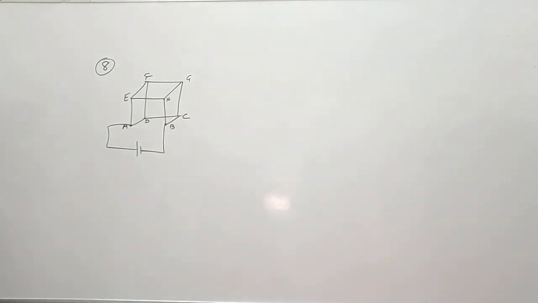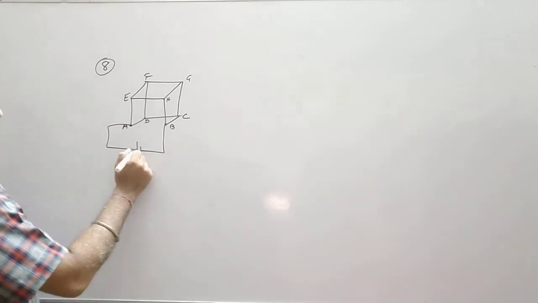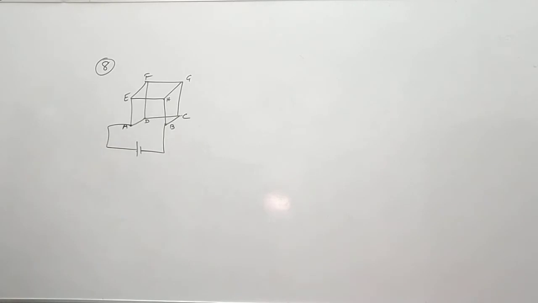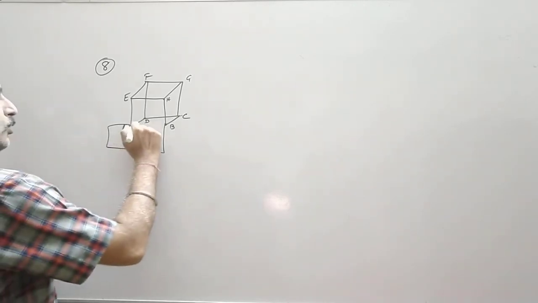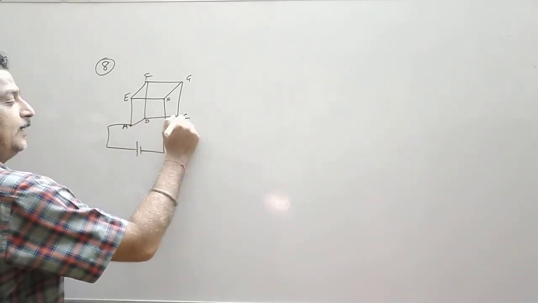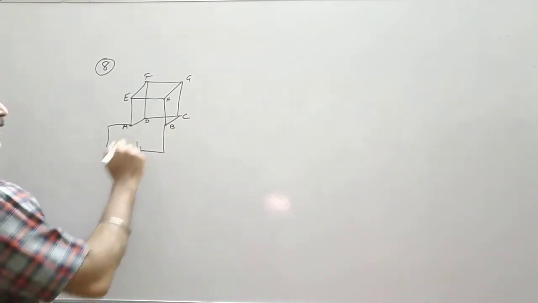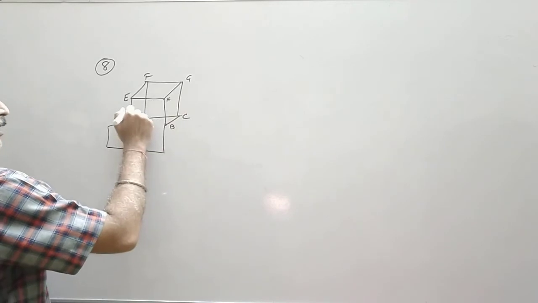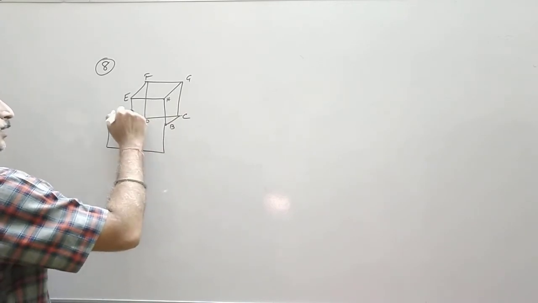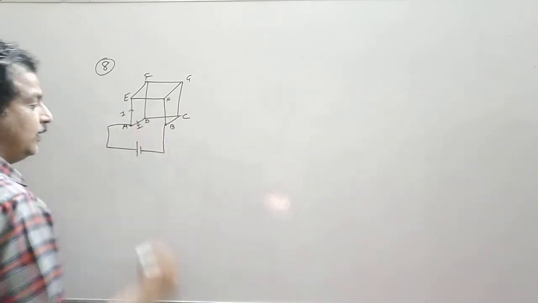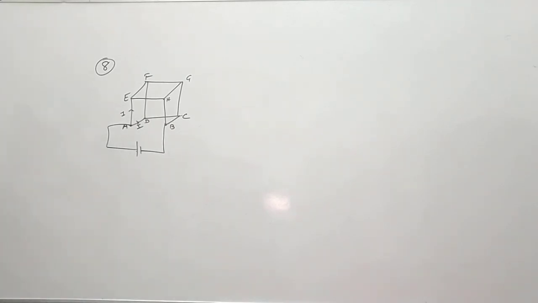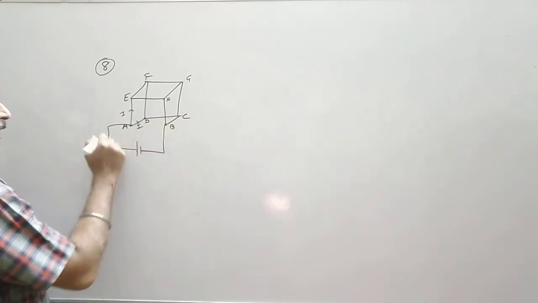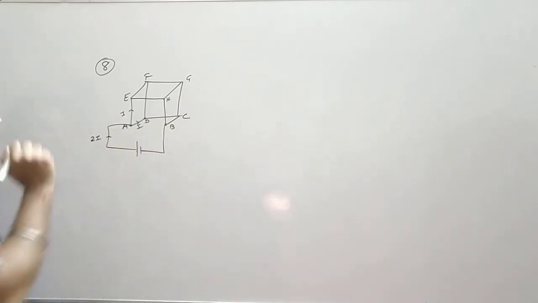Now let us again do the distribution of the current. We start the current from the positive terminal at junction A. You have two paths: AD, DC, CB, and AE, EF, HB. So at the first instant, we have I and I, equal current, equal path. At D, if I take I plus I, it becomes 2I.